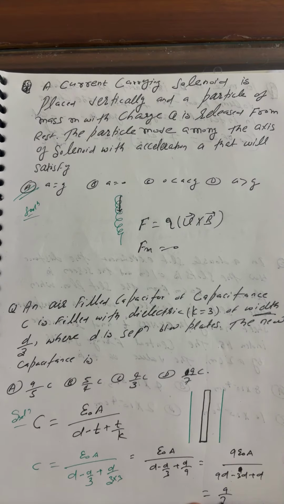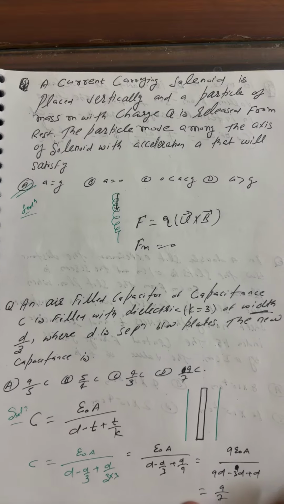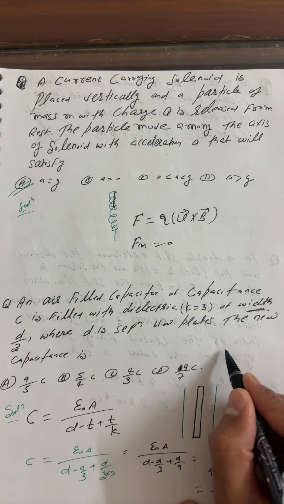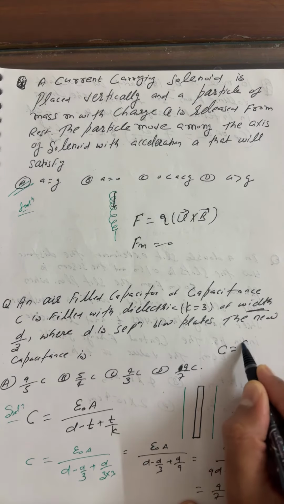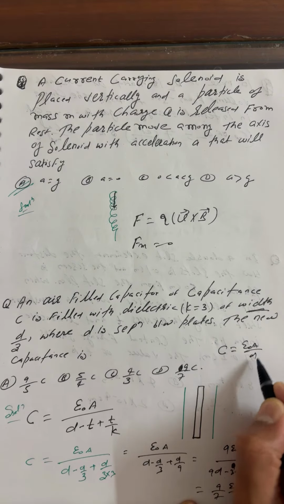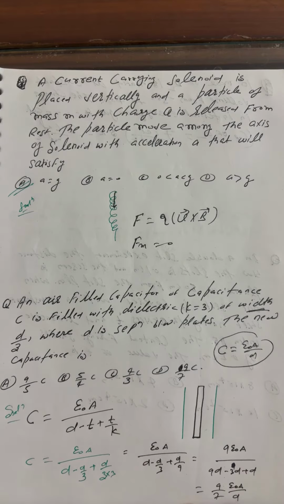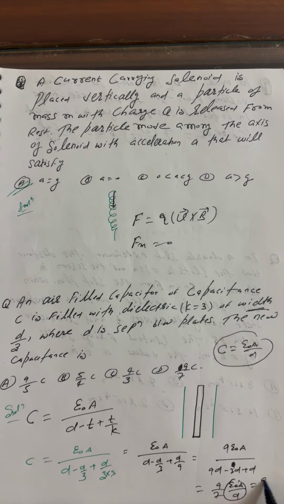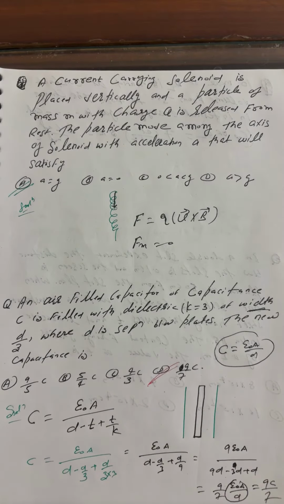So you can write 9 by 7 epsilon naught into A by D. I hope all of you remember that epsilon naught into A by D is nothing but C only. So what is the final answer? 9C by 7. Is any option there? Oh yes, good. We got it. This is option number D.